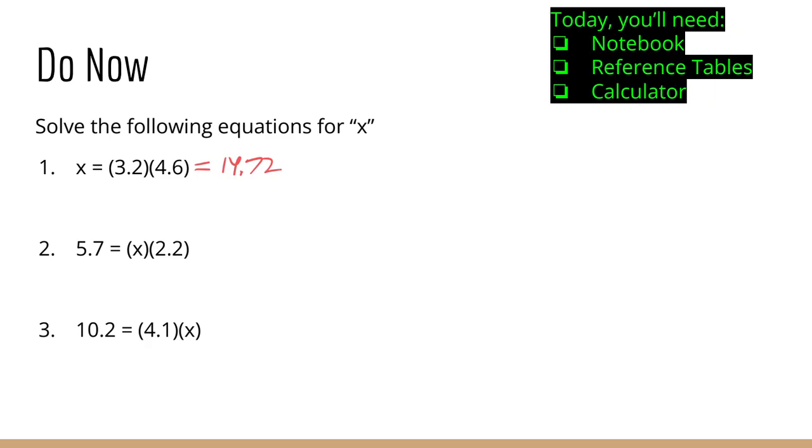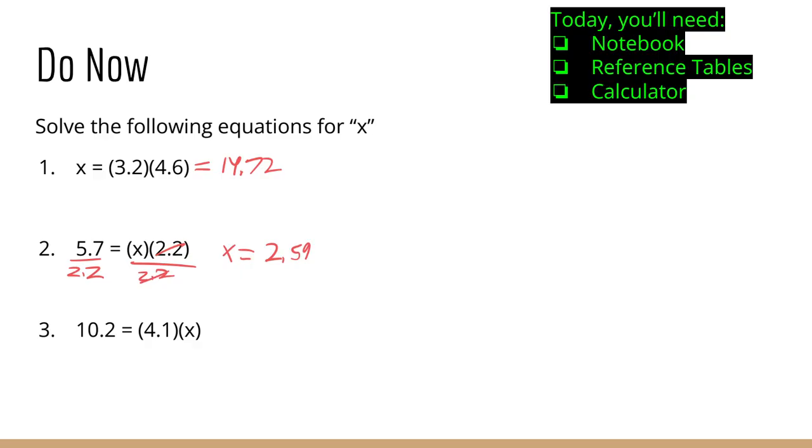Question two, a little less straightforward. We have 5.7 is equal to x times 2.2. Anytime we have x with another number on the same side, we have to isolate x by getting rid of that other number. When we're multiplying x by a number, to get rid of that number, we divide. So we're going to divide by 2.2, divide the other side by 2.2, and that gives us x is equal to 2.59.